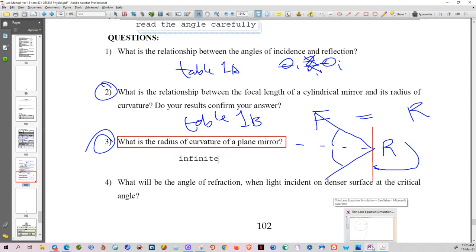Go outside and you see the Earth is flat, but in reality, go to space and you will see that the Earth is round. That's the answer to that question: why the curve of a plane mirror is infinite. Any questions, Shabab?